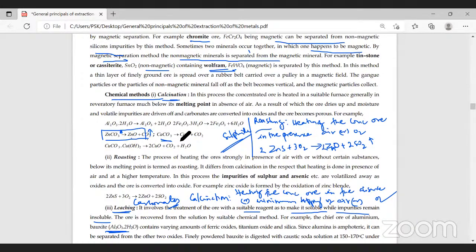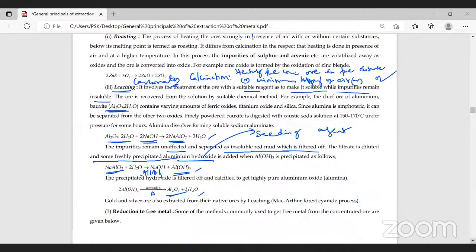Calcium carbonate, when you heat, will decompose to give calcium oxide, giving you carbon dioxide. So roasting is heating the concentrated ore in the presence of air. It is applicable for sulfide ores. You can see zinc sulfide is converted to zinc oxide. Now calcination is heating the concentrated ore in the absence of air or oxygen. So zinc carbonate gets converted to zinc oxide. Likewise, calcium carbonate gets converted to calcium oxide. I hope you followed roasting and calcination.